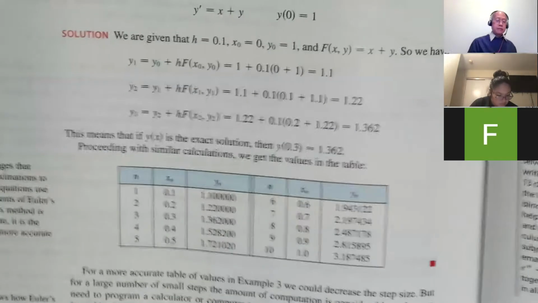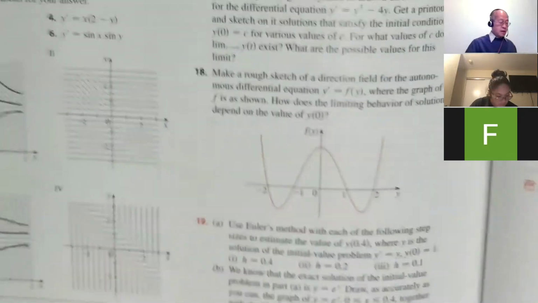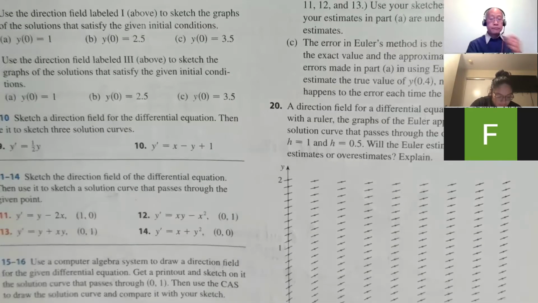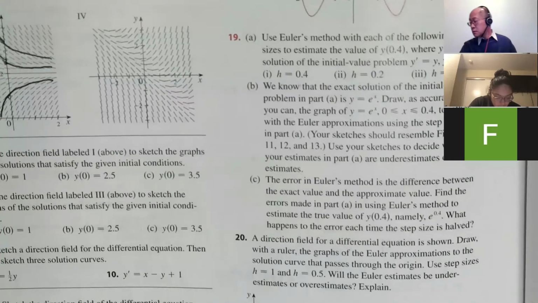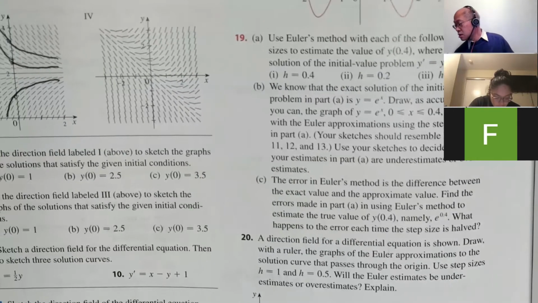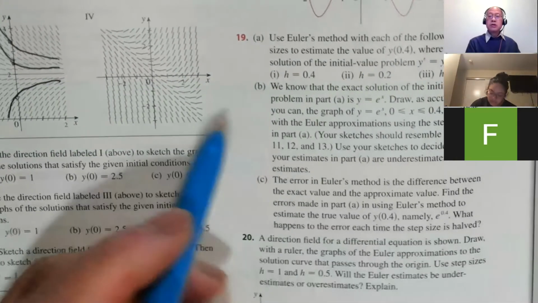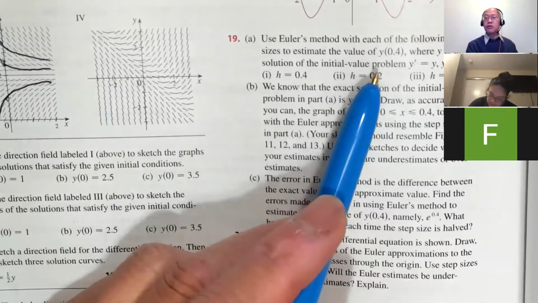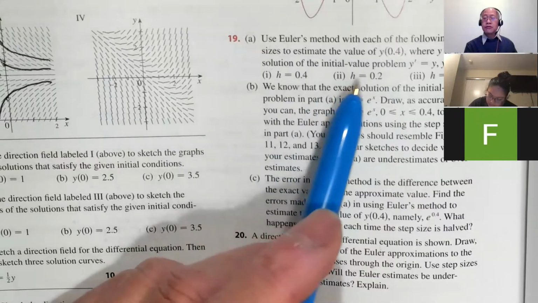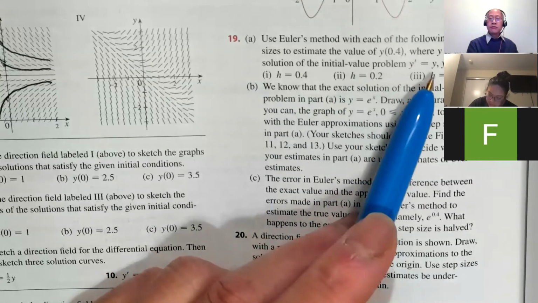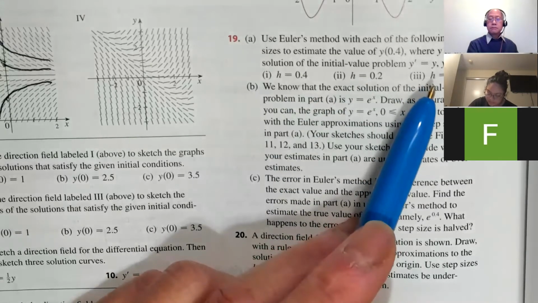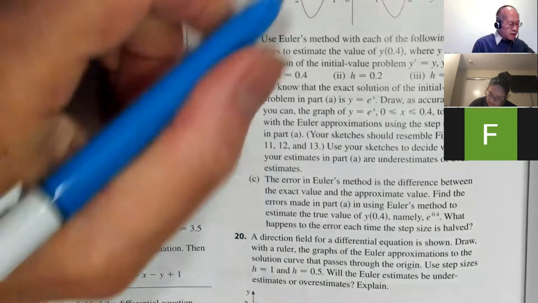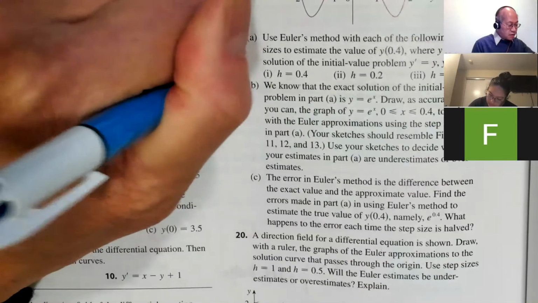All right, so now let me show you my version, and that's how I would prefer that you do it. So let's look at problem 19. Use Euler's method with each of the following step sizes to estimate the value of y of 0.4, where y is the solution of the initial value problem y prime equals y, y of 0 equals 1. Okay. So what's this h stuff? h is the same as delta x. h is delta x.